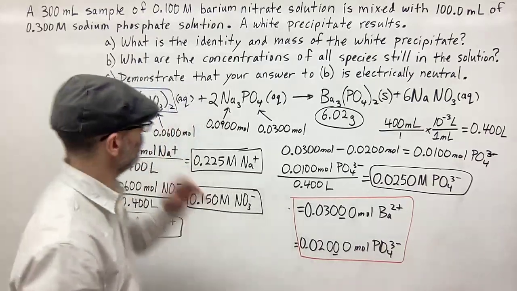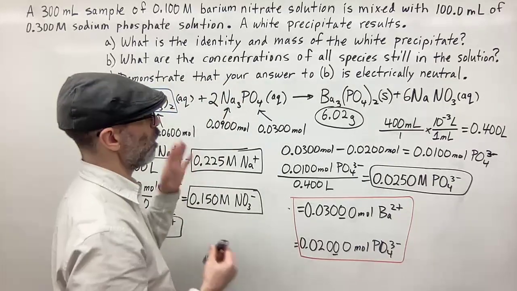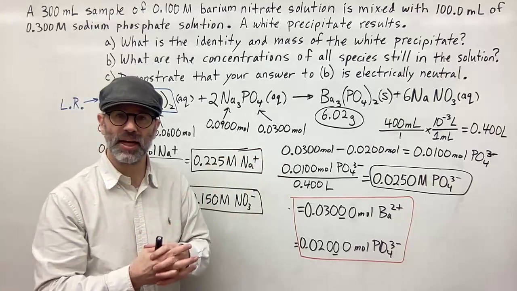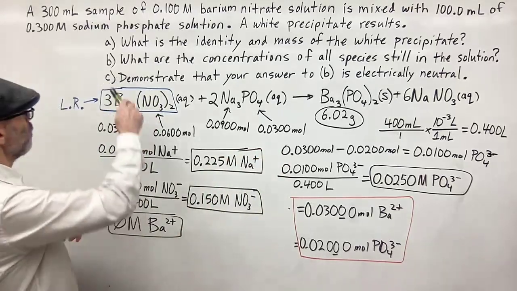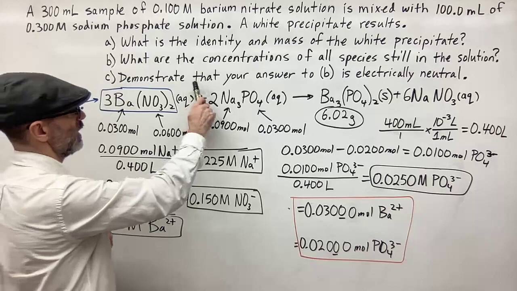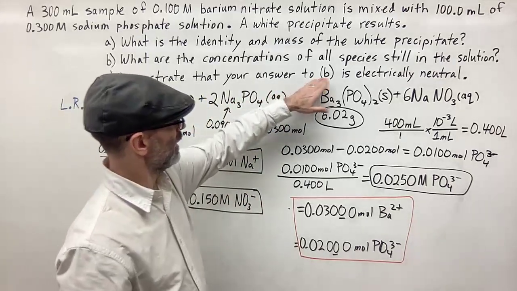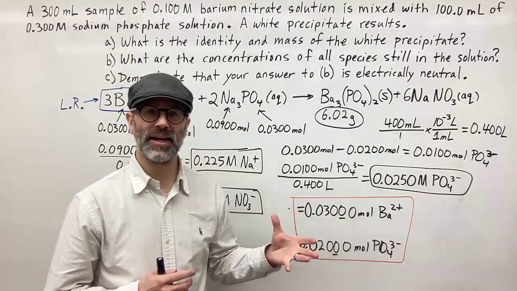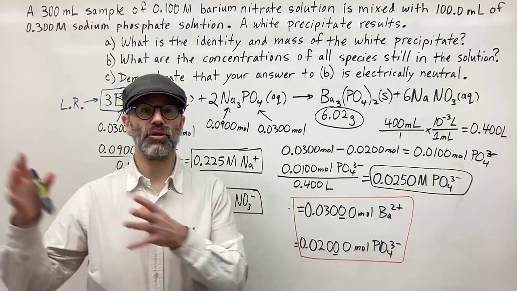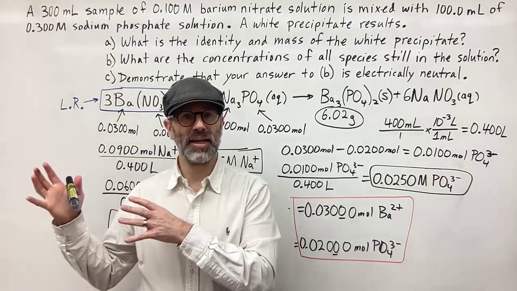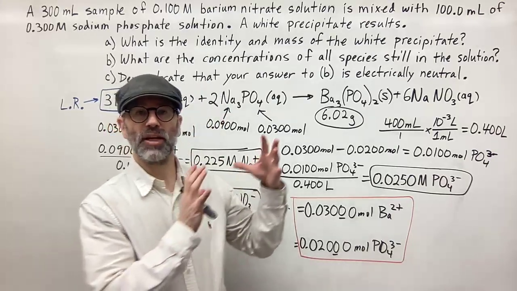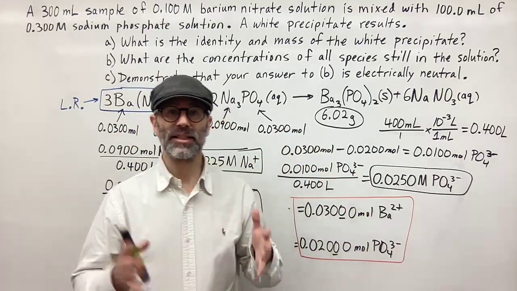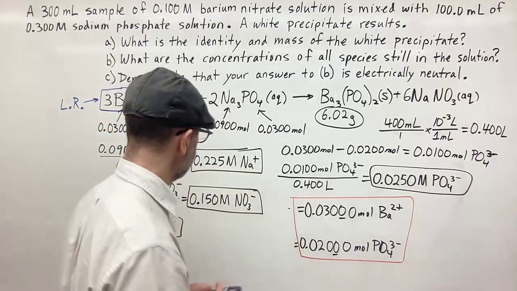Okay, so now we're done with part B. We found the concentrations of all species, of all ions in solution after the reaction, after the substances are mixed together. Now, for part C, where they want us to demonstrate that your answer to B is electrically neutral, meaning that all of the positive ions together equals the amount of negative charge. So all of the positive charge should be balanced with the negative charge in solution. Okay, so how do we do that?